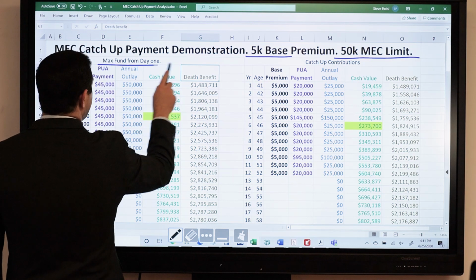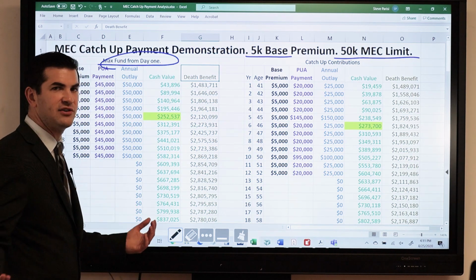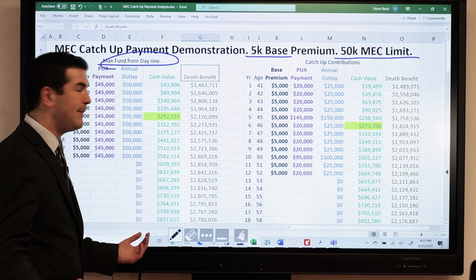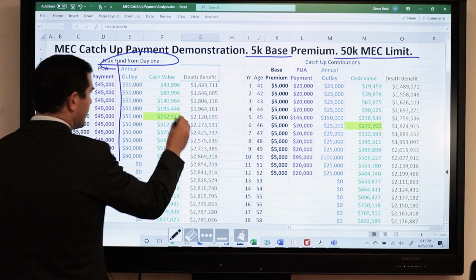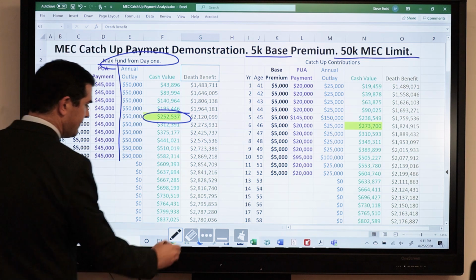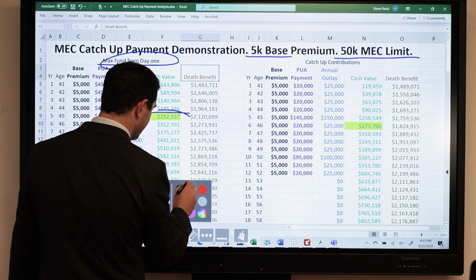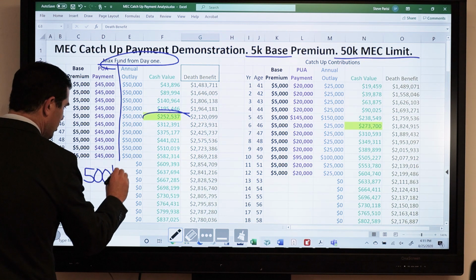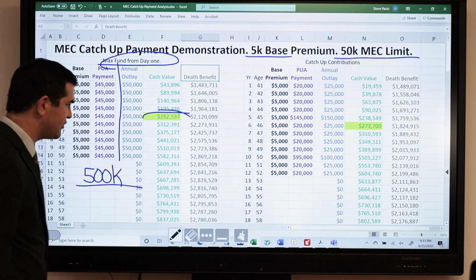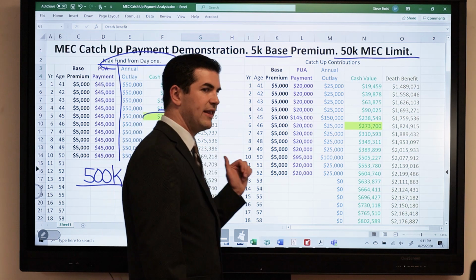The example on the left is what the policy looks like if I max fund it from day one. So 50K per year, crossover point, I'm positive by year 5. Okay, looks great, keeps on growing. I have paid a total of $500,000 into the policy on that example.